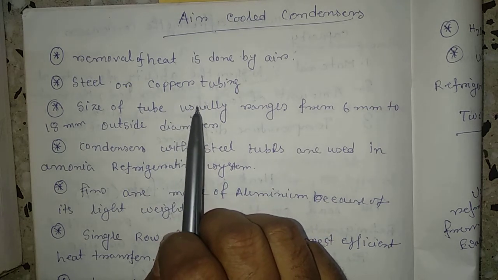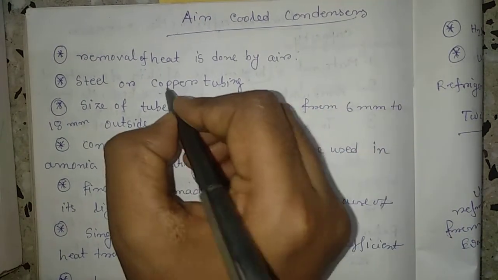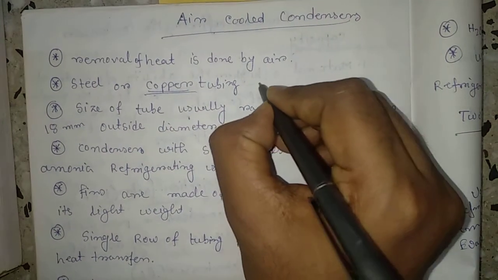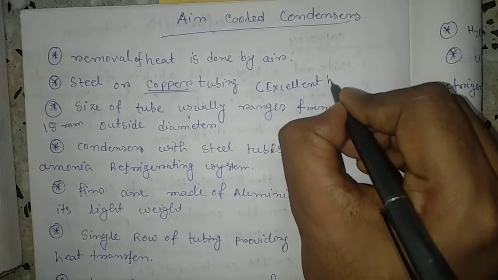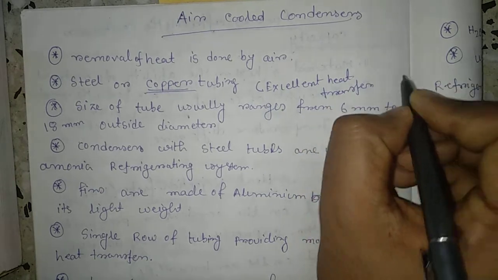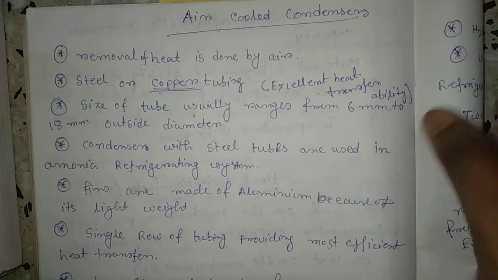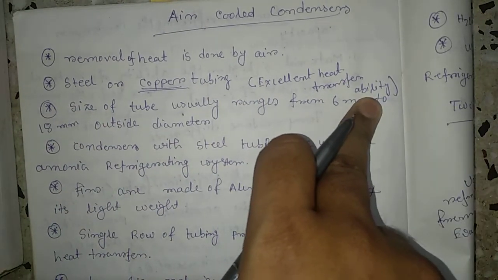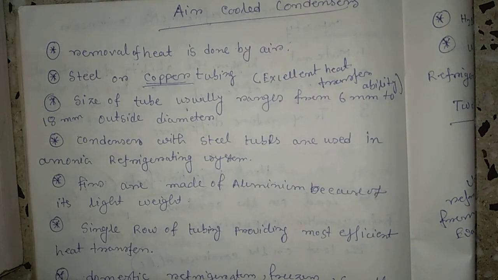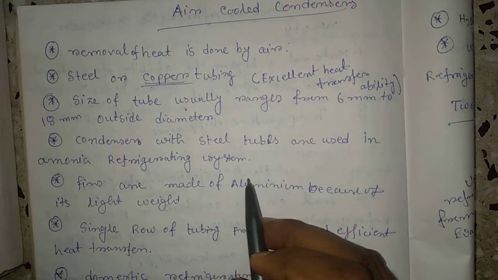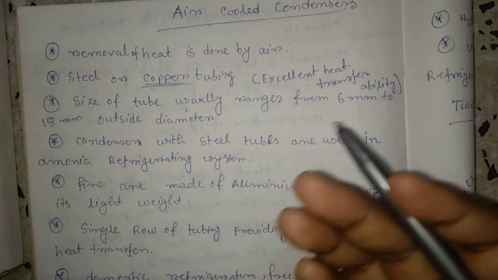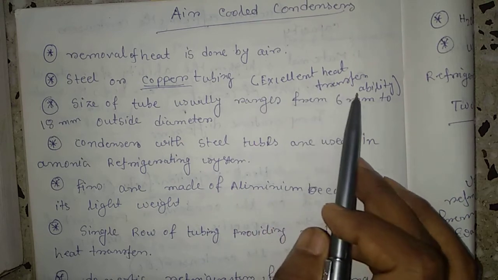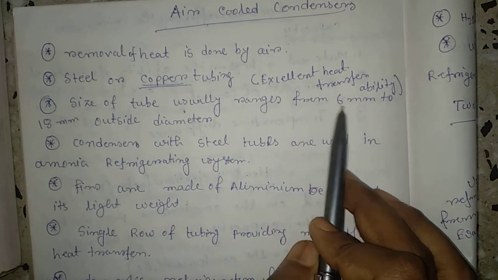Basically copper tubes are used for their excellent heat transfer ability. Steel tubing is also used, but between steel and copper, copper is the best because of its excellent heat transfer capability. Steel tubing is used in ammonia refrigerating systems. So the condenser tubes are made of steel or copper, but copper is the best because of its excellent heat transfer ability, and the tube size range is 6 millimeter to 18 millimeter outside diameter.